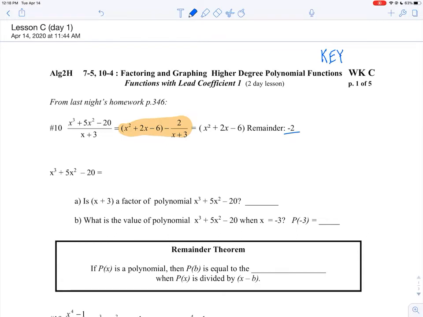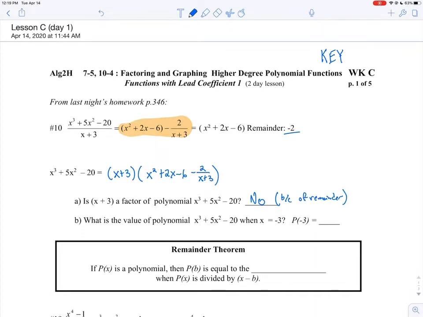Another way that you could write this, you could multiply the x plus 3 to the other side, and then you'd have your x squared plus 2x minus 6 minus 2 over x plus 3, just to show it written in a little bit of a different form. So the question here, is x plus 3 a factor of the polynomial? When we're determining whether or not it's a factor, we need to say, does it go in evenly? This obviously doesn't go in evenly, right? So we can say no, and if we're saying why, it's because when we divided it, we had a remainder. So that means that this is not a factor there.